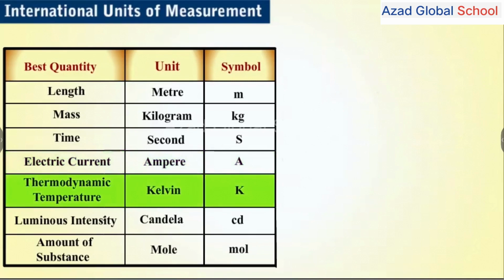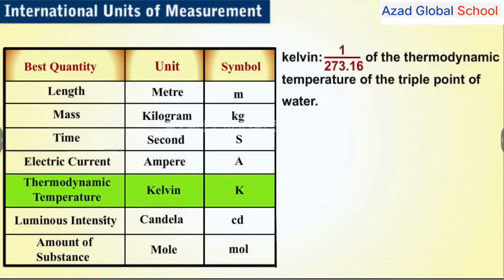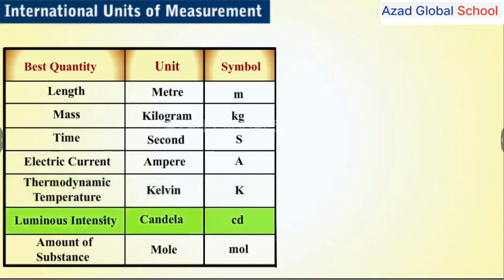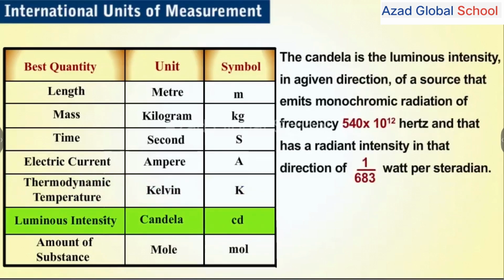Thermodynamic temperature is measured in Kelvin, denoted by the capital letter K. A Kelvin is a fraction, 1 over 273.16 of the thermodynamic temperature of the triple point of water. Luminous intensity is measured in candela, denoted by the small letters cd. A candela is the luminous intensity in a given direction of a source that emits monochromatic radiation of frequency 540 into 10 power 12 Hz, and that has a radiant intensity in that direction of 1 by 683 watt per steradian.